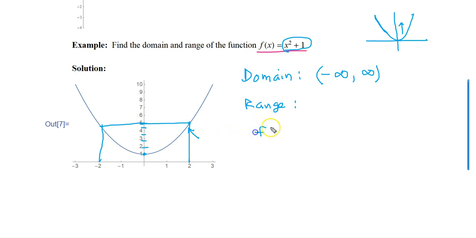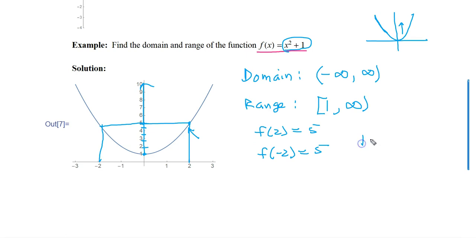Notice that f of 2 equals 2 squared plus 1, and that is 5, and the same for f of negative 2. So 5 is in the range. And in fact, all of these numbers from 1 all the way up to infinity are going to be in the range. So our range goes from 1 to infinity with a closed bracket at the 1, because 1 is in the range of this function.